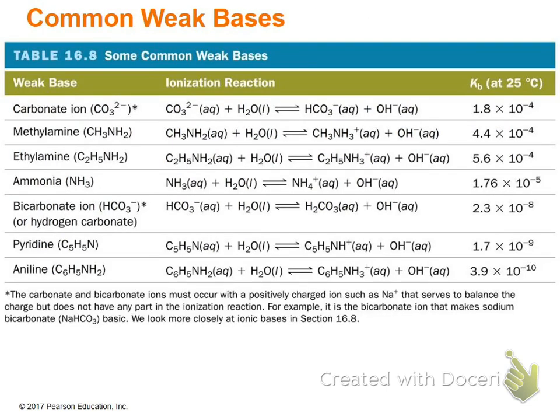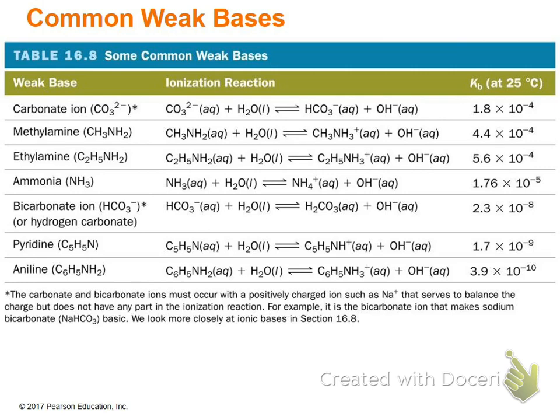All right, so here's a table listing some of the most common weak bases. You can see that carbonate ion here is the strongest base listed here, and aniline is the weakest base listed here. You can tell by looking at the Kb values, right? Carbonate ion has a Kb of 1.8 times 10 to the negative fourth, and aniline only has a Kb value of 3.9 times 10 to the negative 10.